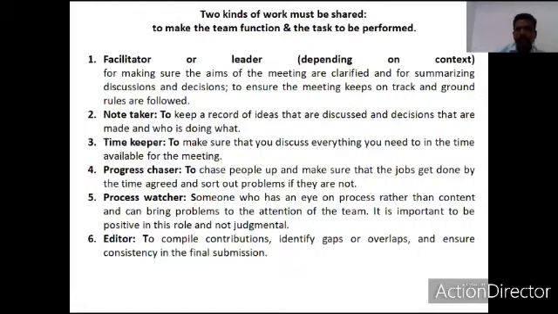It means to chase people up and make sure that the jobs get done by the time agreed, and sort out the problems if they are not. It means that as a team leader or a group leader, you need to make every other member a kind of group chaser, that's a progress chaser.